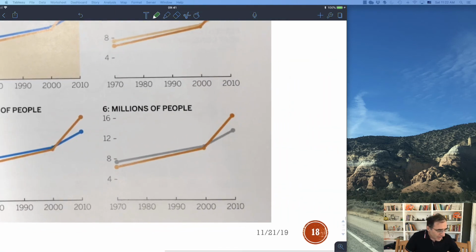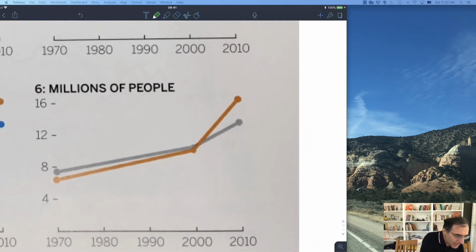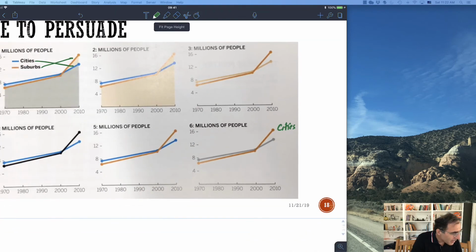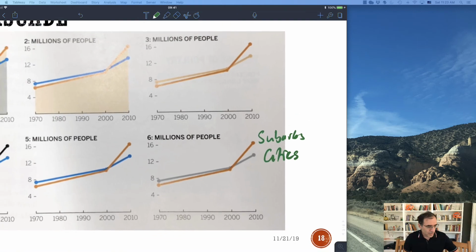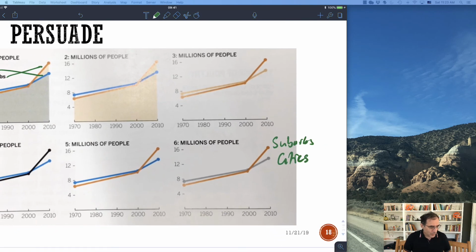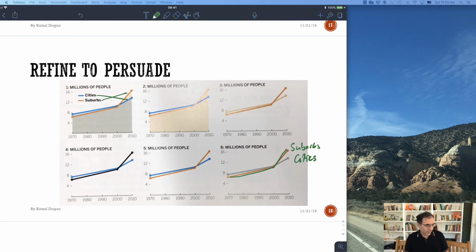Now, of course, you need to add labels here. This is cities, and this is suburbs and cities. By clearly marking this, you can immediately tell the story. Highlight what you want to highlight. So it's the millions of people in suburbs. By highlighting that color, you immediately show which one you're trying to focus on. Again, this is still missing. It's not even 100%. You need to have those markers.